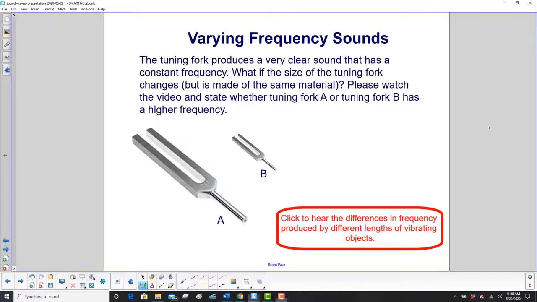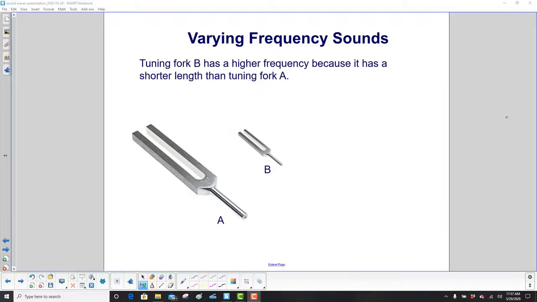The tuning fork produces a very clear sound that has a constant frequency. And if you have a tuning fork, well, even if you don't, you can look over there. It actually shows the frequency and what letter it is in the musical scale, like A, B, C, whatever. So, what if the size of the tuning fork changes, but it's still made of the same material? Please watch this video and state whether tuning fork A or tuning fork B has a higher frequency. Tuning fork B has a higher frequency because it has a shorter length than tuning fork A.